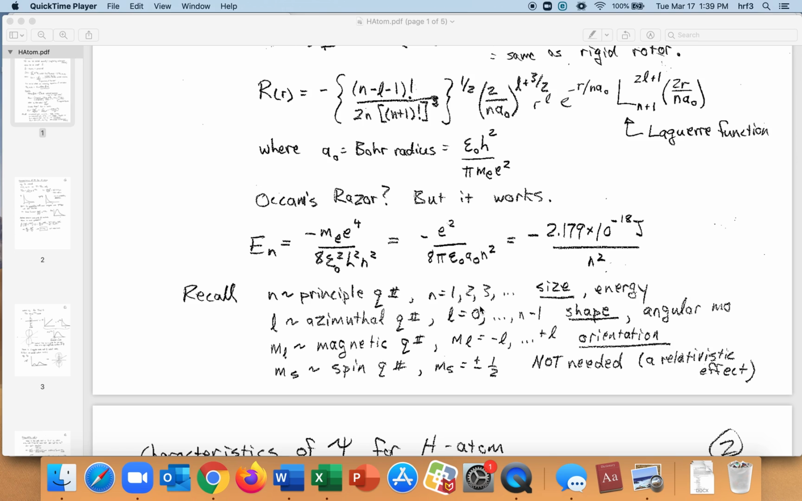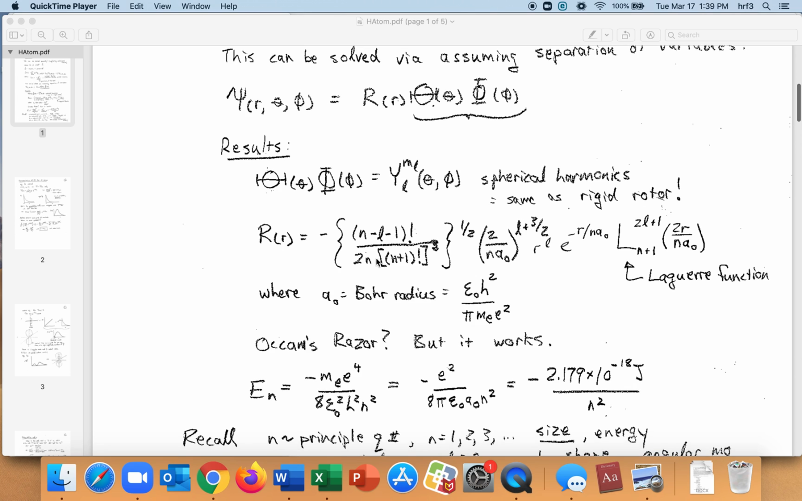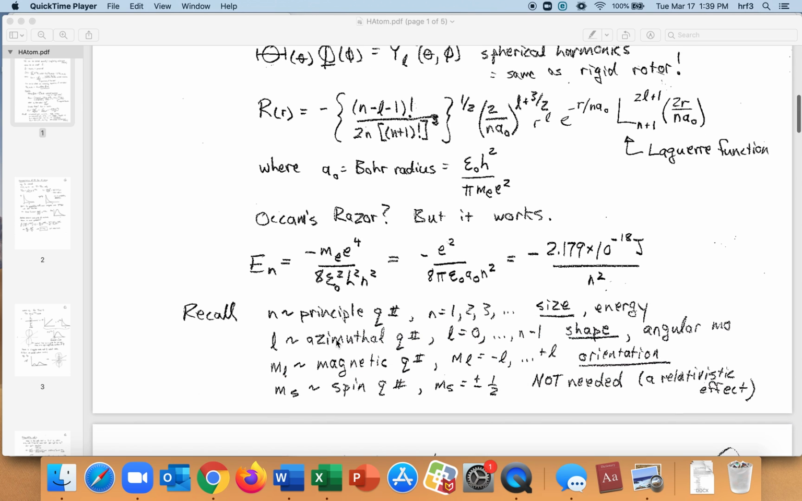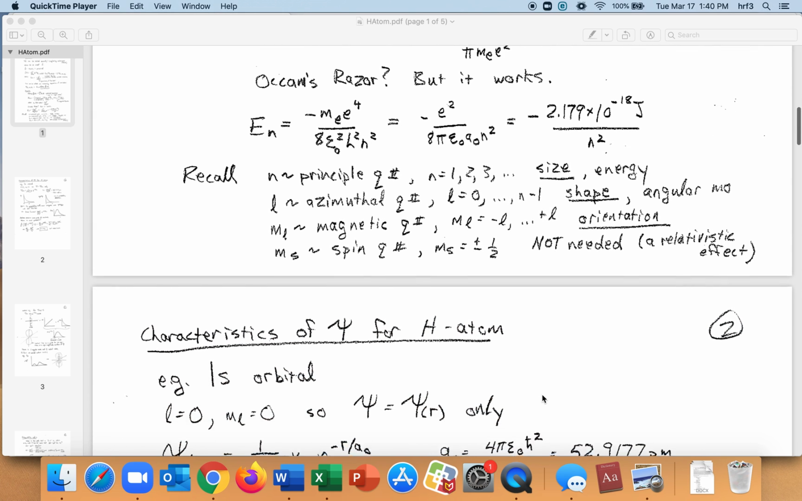So shape-wise, if L is 0, that's an S, and then P, D, F for 0, 1, 2, 3. M sub L is the magnetic quantum number, and that can go from negative L to positive L, and that says the orientation. So like for a p orbital, it can be horizontal, vertical, or in and out of the page. And m sub s is not needed to solve the Schrodinger equation. There's no m sub s in here. But we do know that when we include relativistic effects, m sub s will be needed, and that will tell us the spin. So we only need electron spin when we're accounting for relativistic effects, and that'll be spin up and spin down. So m sub s equals plus or minus a half, and you're familiar with that from Gen Chem.